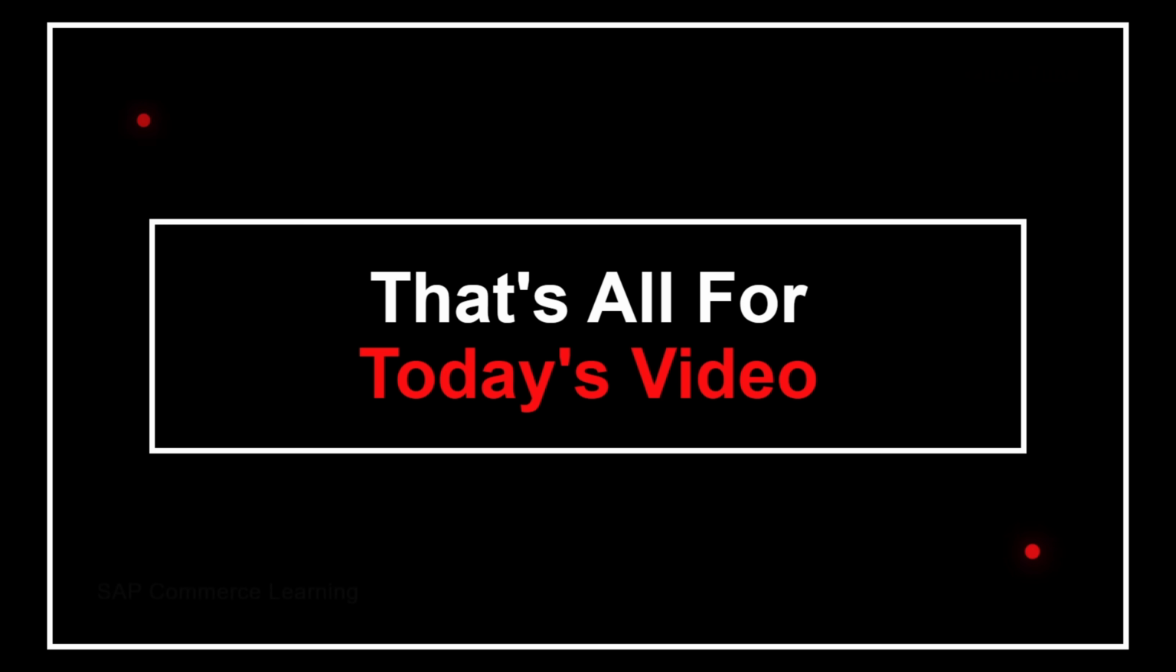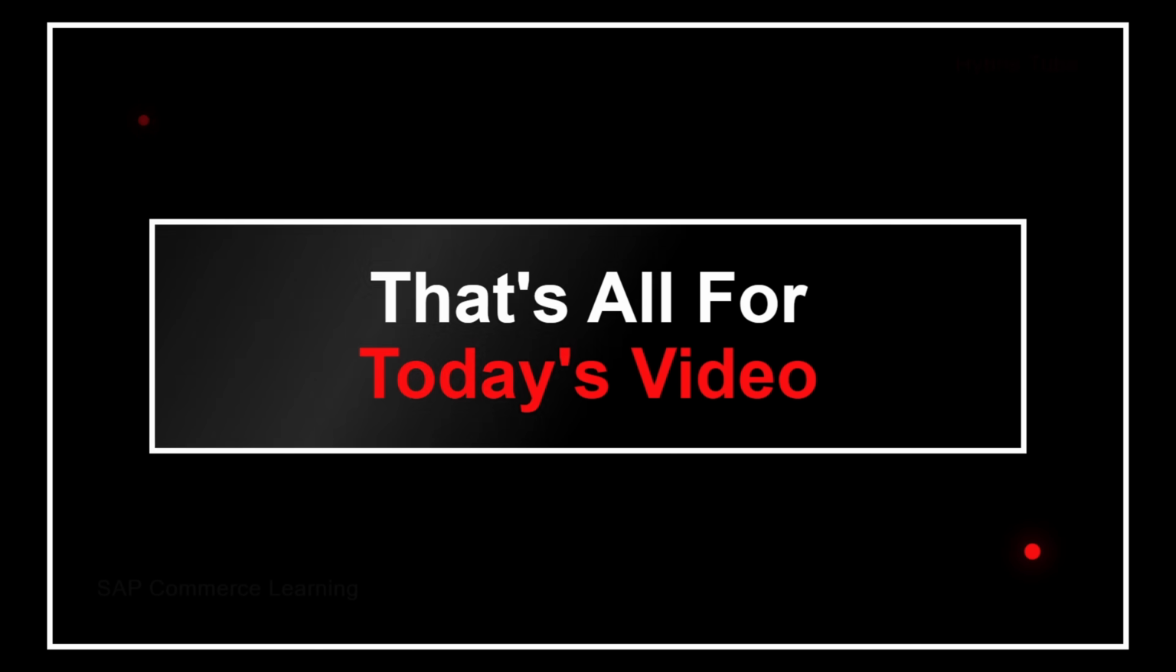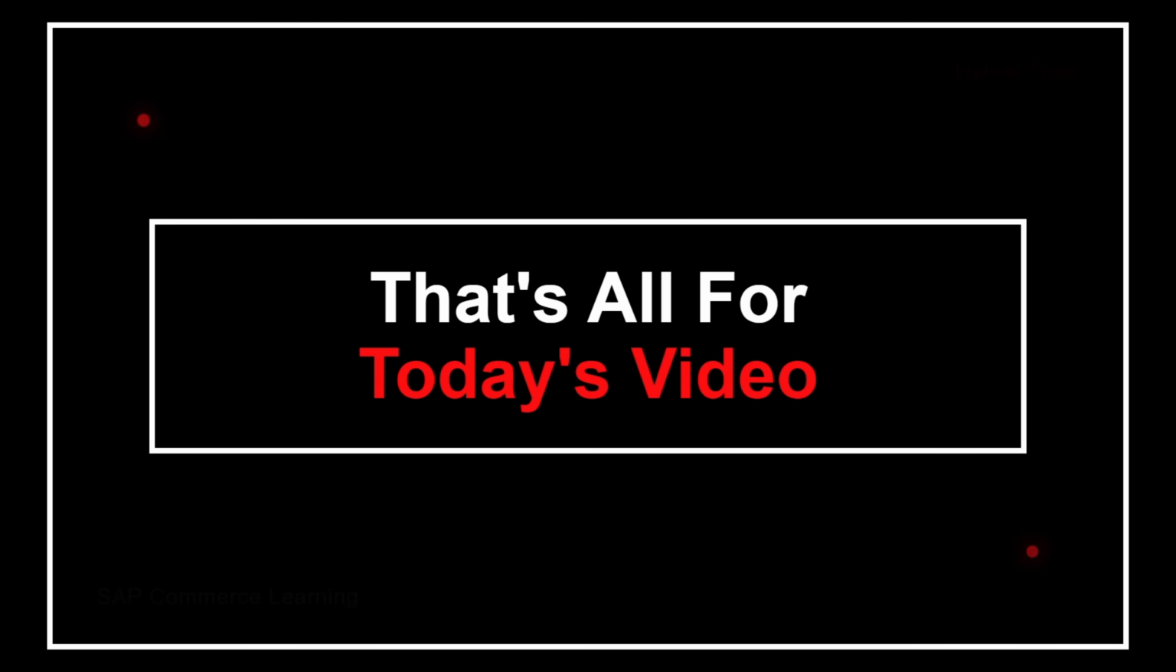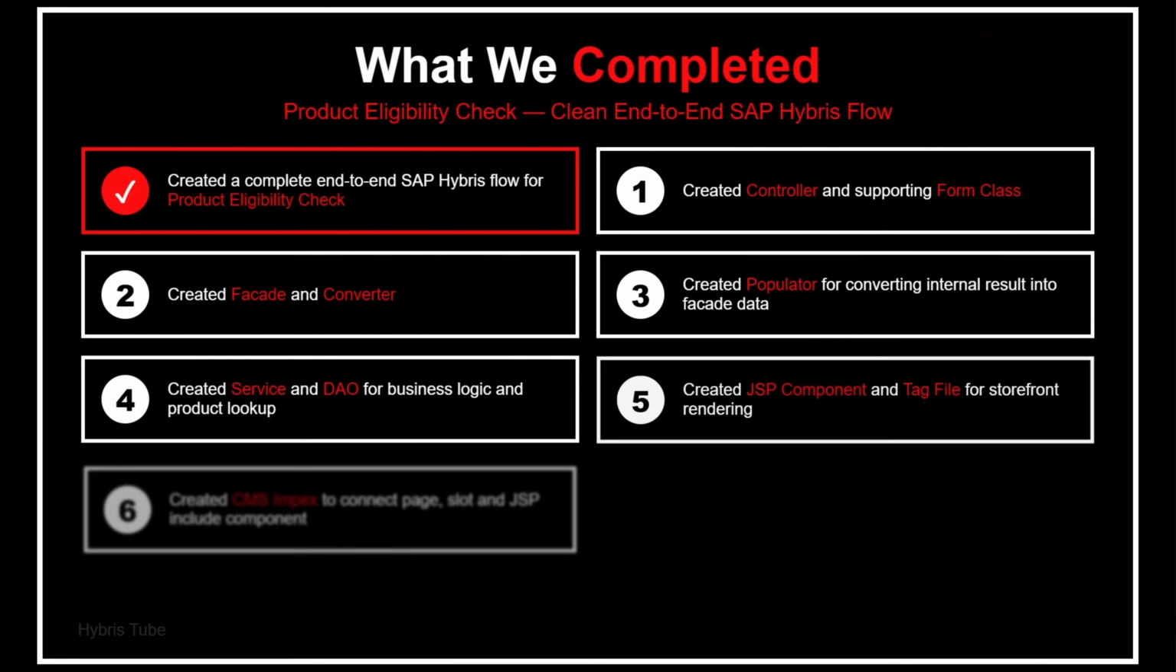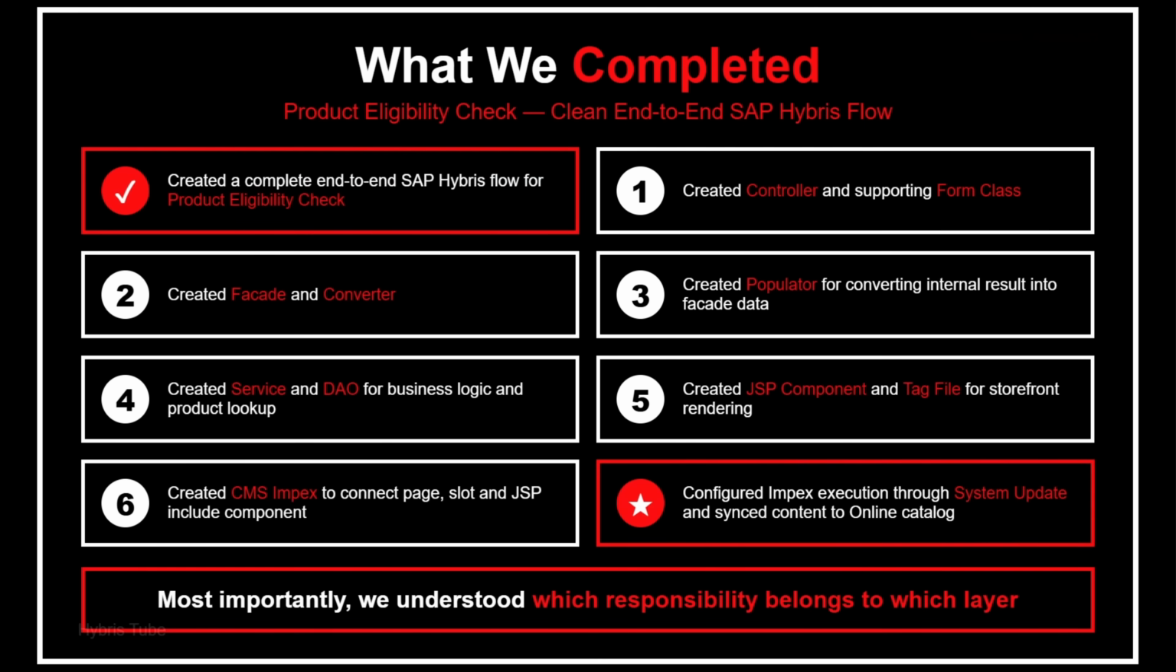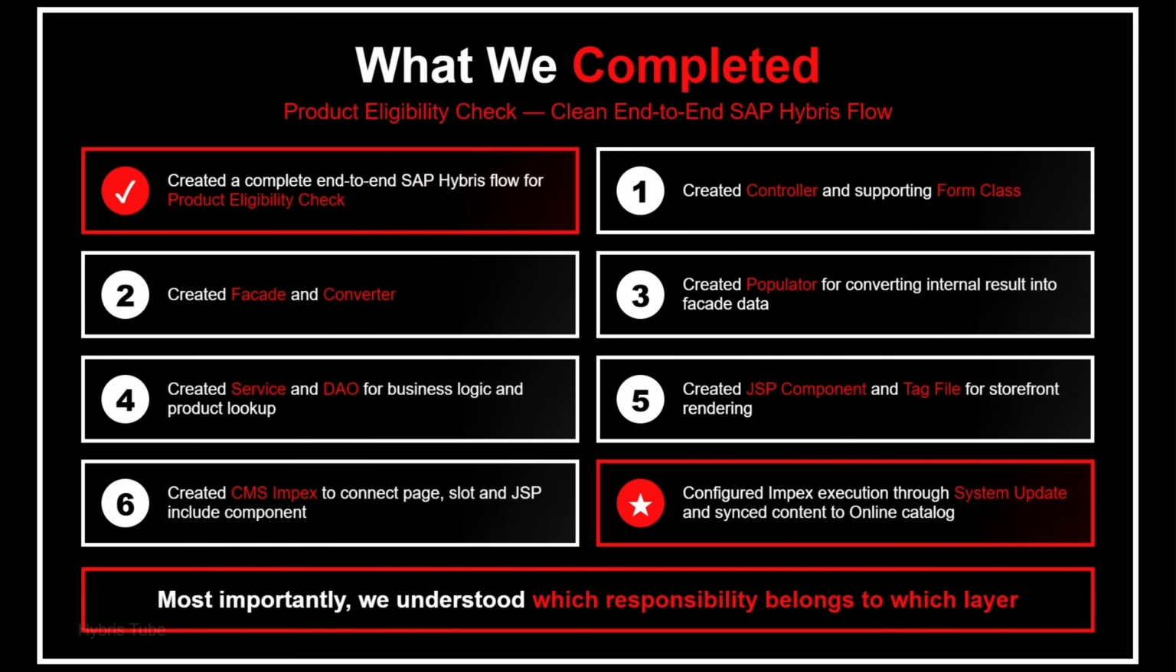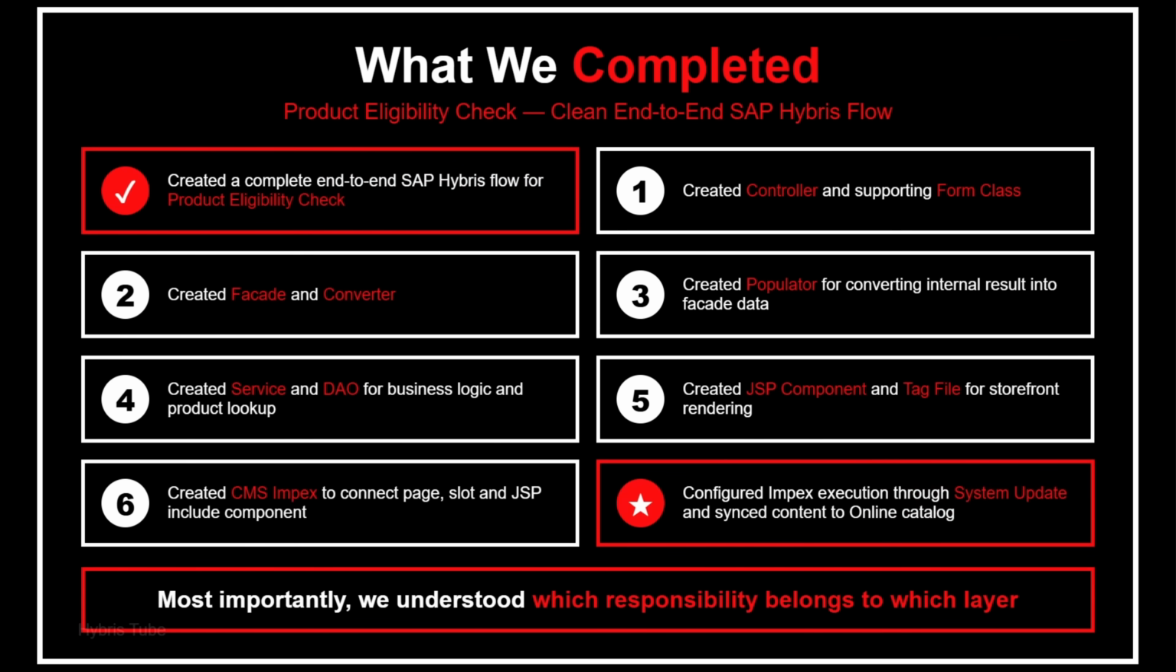So that's all for this video. In this session, we created a complete end-to-end SAP Hybris flow for the product eligibility check. We created the controller and form class. We created facade and converter. We created the populator. We created service and DAO. We also created the JSP component and tag file. We also created the CMS Impex file to connect the page slot and JSP include component, and did the corresponding configuration so that the Impex file can be executed while performing the system update.